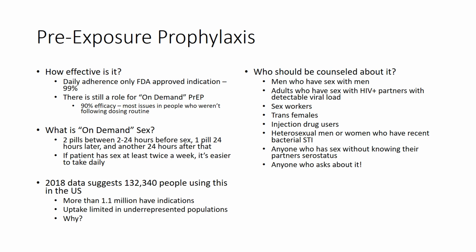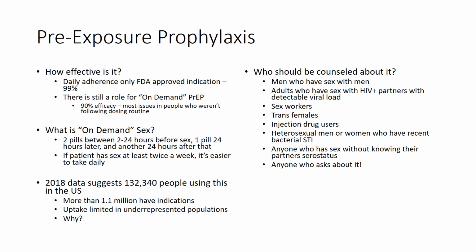What is on-demand sex? On-demand sex is when you don't usually have random sex and you kind of know when you're going to be having sex. Say you have a husband who's in jail and you only see him on certain days, or your boyfriend or girlfriend is living out of town and they're coming in for the weekend. Those would be reasons that you might have on-demand PrEP.